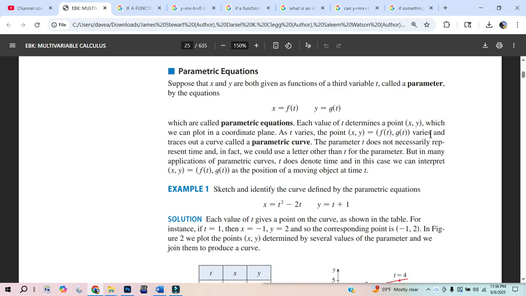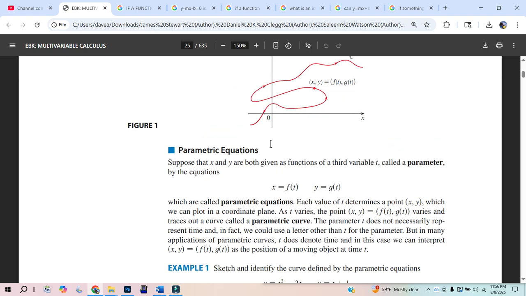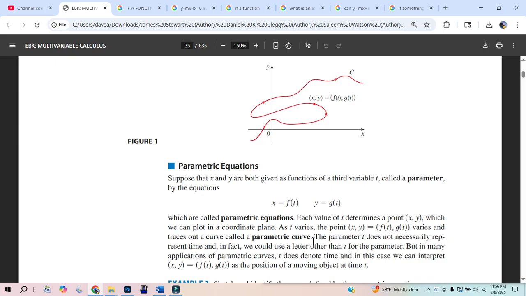For a few times. All right, so as t varies, this point will vary, and it's going to map out that line. So it varies and traces out a curve, and that curve is going to be called the parametric curve. So the parameter t does not necessarily represent time. We just showed that it could represent time, but it doesn't have to.